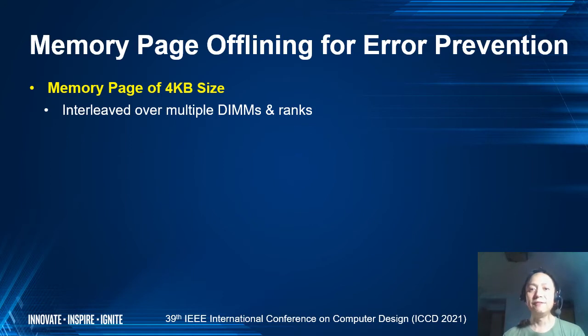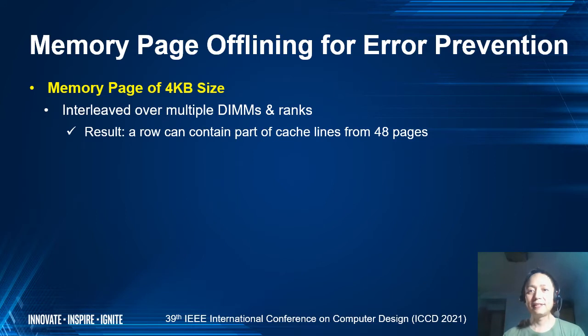From the OS view, memory is organized as 4 KB pages. A physical page is interleaved over multiple DIMMs and ranks. The result is that a row can contain part of the cache lines from many different pages.